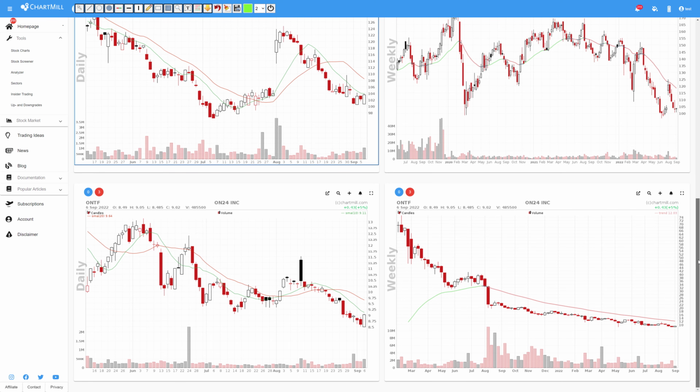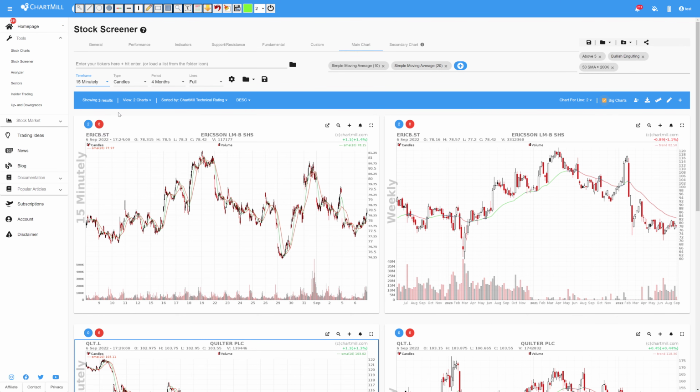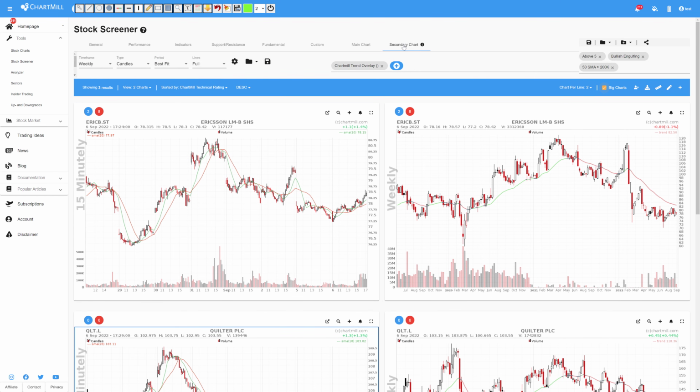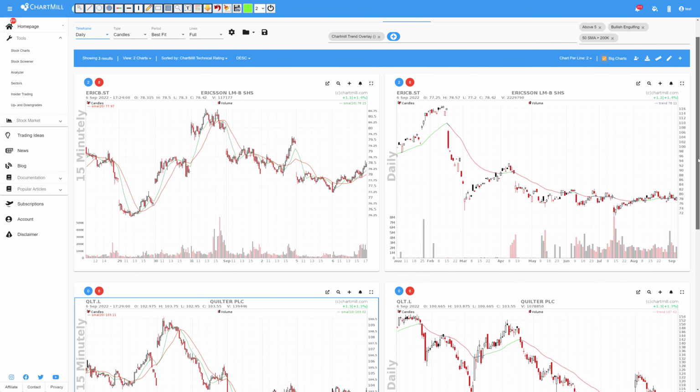Considering the long-term downtrend, I myself am rather reluctant to go long in that case. But these setups can sometimes be very interesting for day traders on the intraday time frame. First, I'm going to change the main chart to 15 minutes, and periods best fit 2, and the secondary chart, change it to the daily time frame, and the period can stay the same. Now take a look at Quilter.